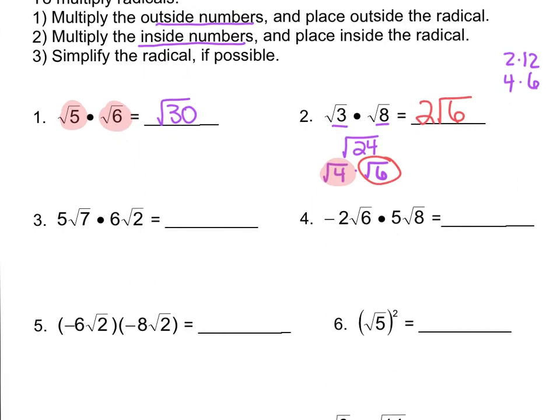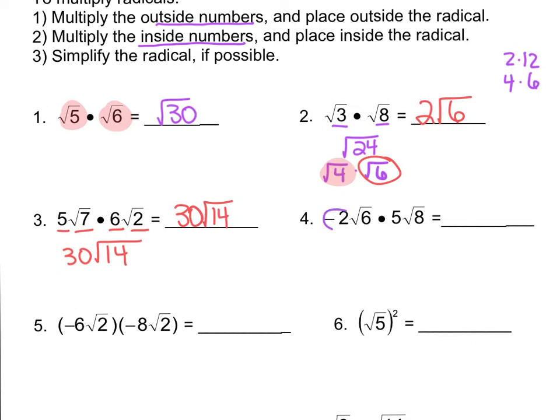So number 3, outside with outside. 5 times 6 is 30. Inside with inside, 7 times 2 is 14. The only thing I can really break that into is 7 and 2, and 7 is prime. So there's nothing else I can do with that. My final answer is 30 square root of 14.